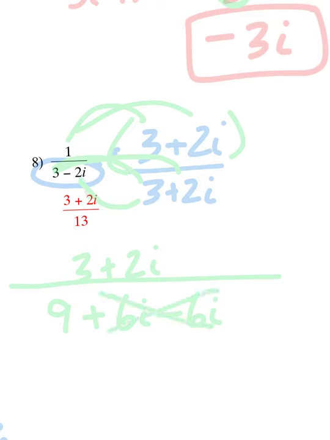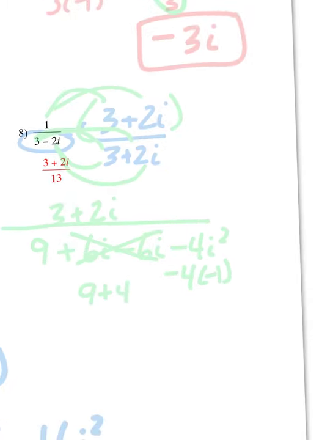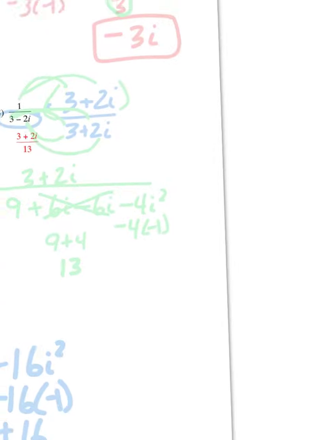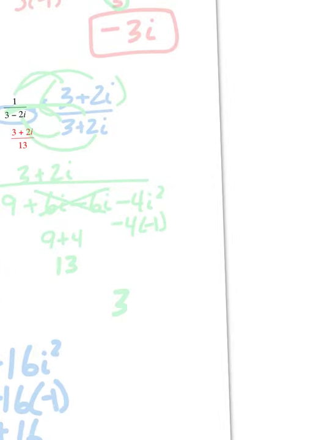And then negative 2i times positive 2i is negative 4i squared. And again, the i squared is negative 1. So a negative times a negative is a positive, so we end up with 9 plus 4, which we know is 13. So, final answer on this one will be 3 plus 2i over 13.